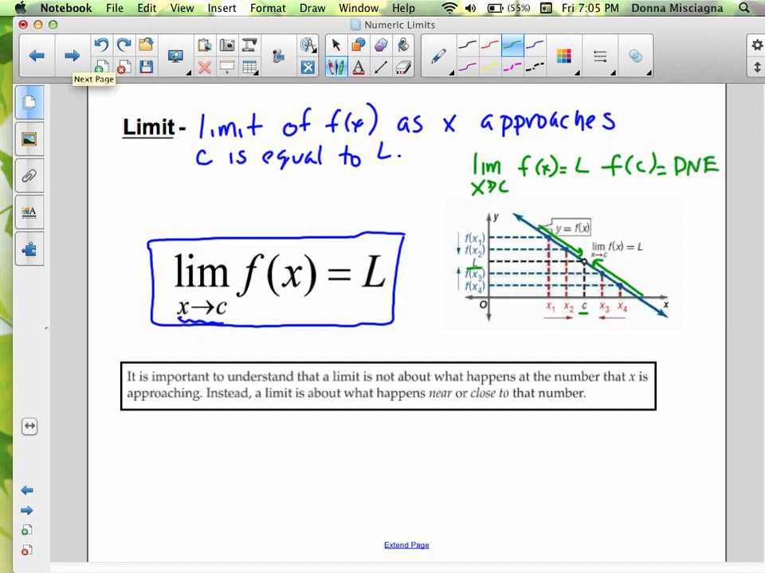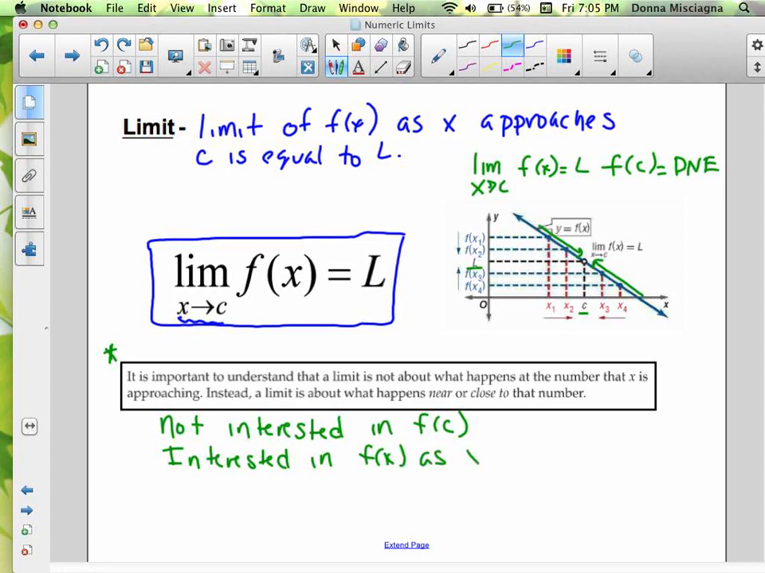So when we're looking at limits, it's important to understand that a limit is not about what happens at the number that x is approaching. Right? So in our example above, we are not interested in f of c. That's not what we're interested in. We're looking at limits. Instead, it's about what happens near or close to that number. We're interested in f of x as x approaches c.